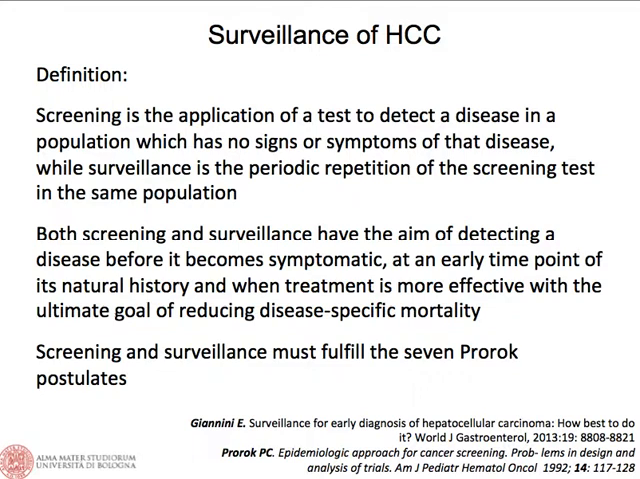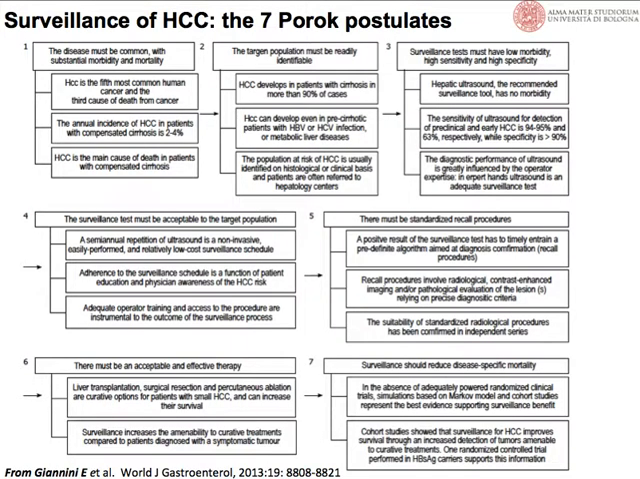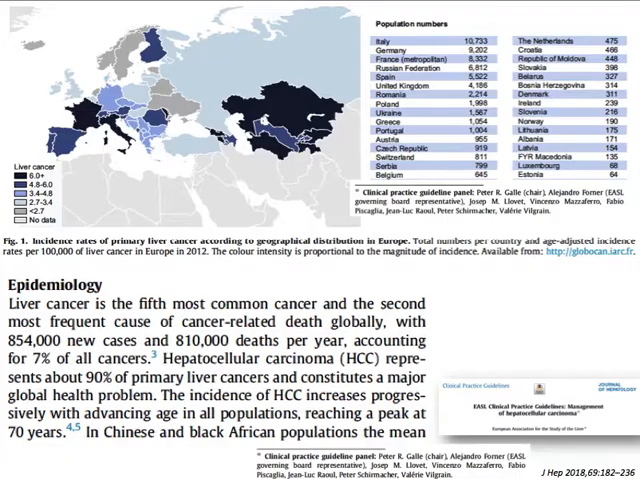Screening or surveillance are cost-effective when they fulfill the seven PROC postulates, the first of which is that the disease must be common with substantial morbidity and mortality. In the case of liver cancer, this is the fifth most common cancer and the second most frequent cause of cancer-related death globally. Therefore, it is obviously a very common and very dangerous disease.